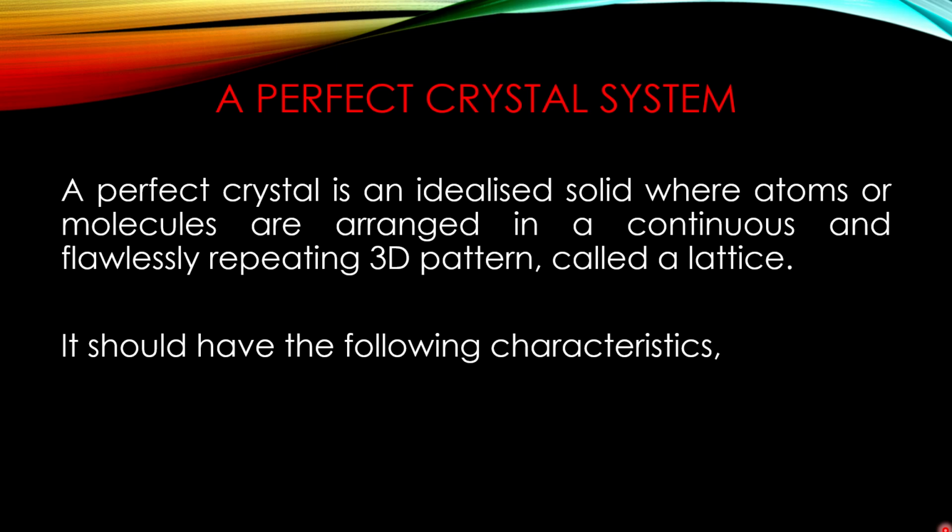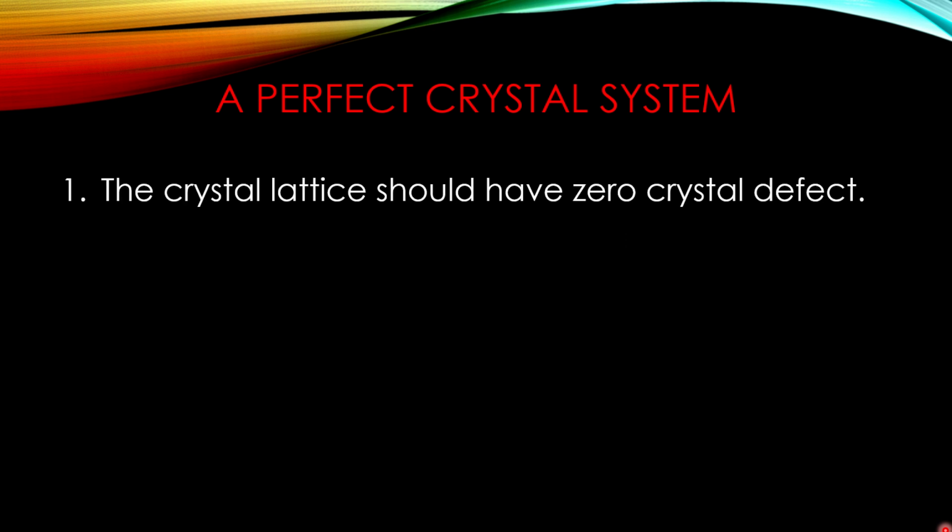A perfect crystal is an idealized solid where atoms or molecules are arranged in a continuous and flawlessly repeating three-dimensional pattern called a lattice. It should have the following characteristics. Number one, the crystal lattice should have zero crystal defect. We know all about the crystal defects. That means in the interstitial positions, or in some parts, lattice points are missing. The defects may be metal excess type, metal deficient type, or Schottky defect or Frenkel defect. There should be no defect in a perfect crystal.